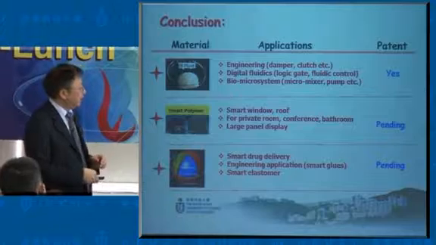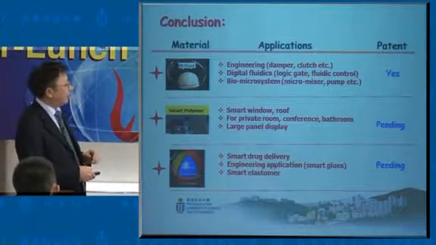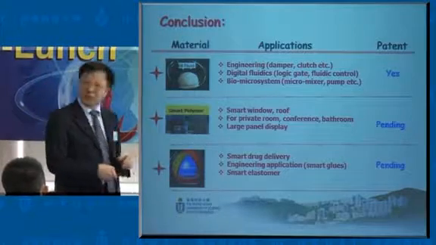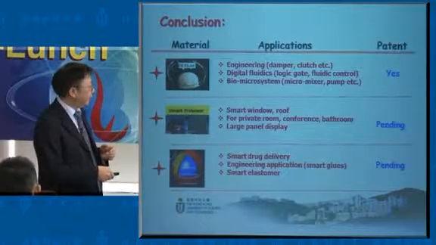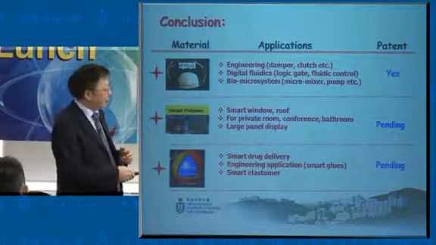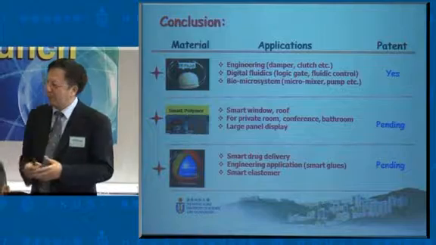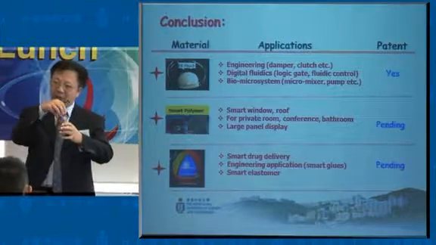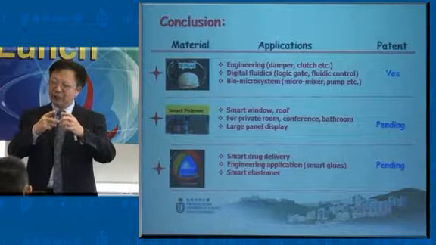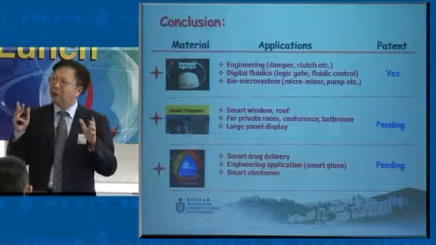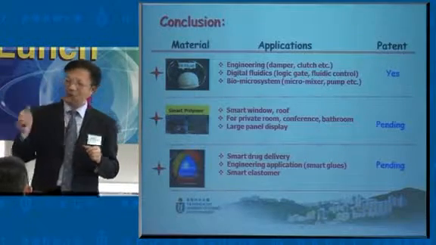The last one is smart drug. This material is very useful for smart drug delivery, and you can use it in engineering too. Why? Because some US company contacted us, saying this material is very useful. Suppose you put glue inside. If you apply an electric field, it can release suddenly. So we can use it as an active glue, which is very useful for glue.